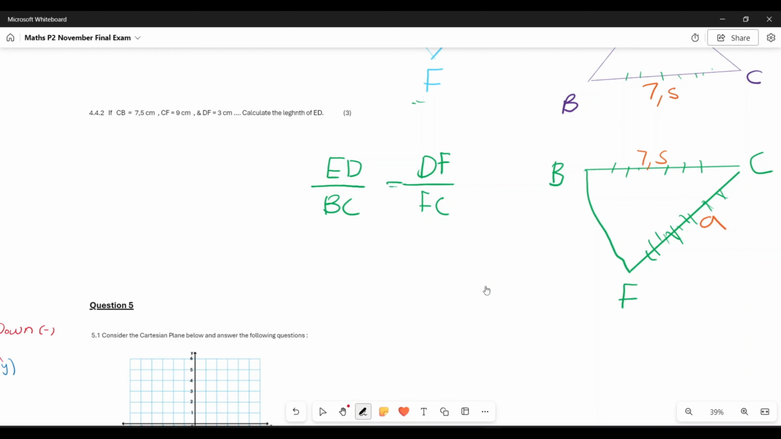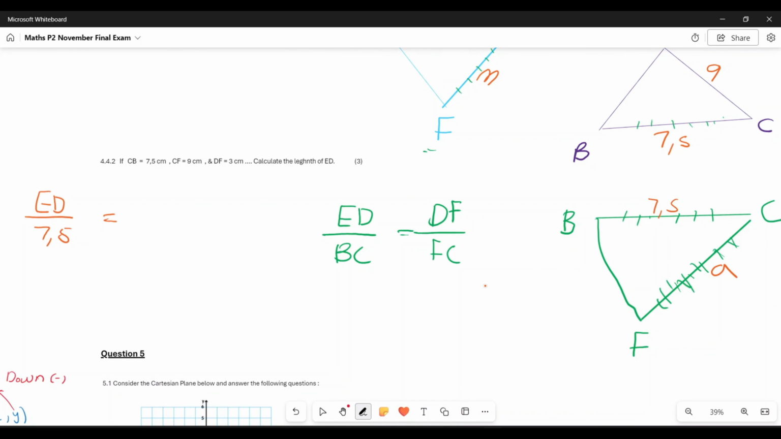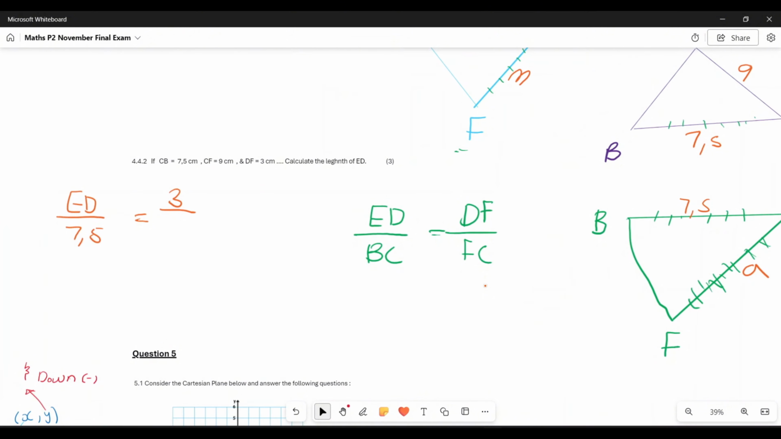Now, substituting values. I'm looking for ED, so I'm going to write this here. I'm looking for ED divided by my length from B to C, 7.5, and this is equal to the length from D to F, which is 3, divided by my length from F to C, which is 9.